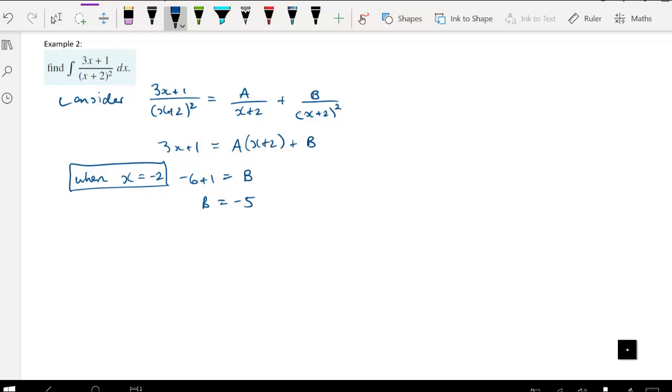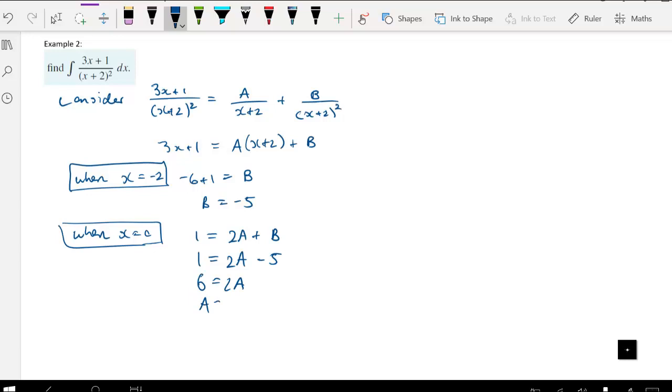Now if we need to find a value for A, we can choose any other value. So let's say when x is equal to 0. And so now we've got 1 is equal to 2A + B. B we already know is -5, so we've got 1 is equal to 2A - 5. 6 is equal to 2A, and therefore A is equal to 3.